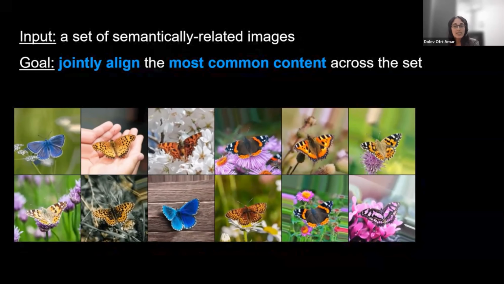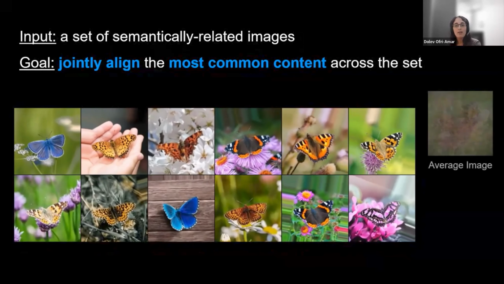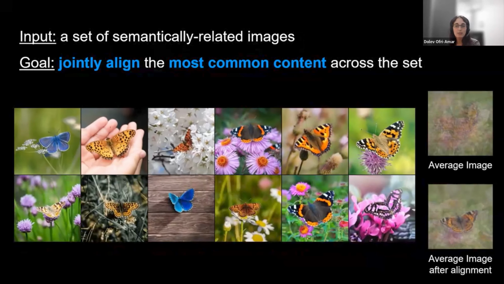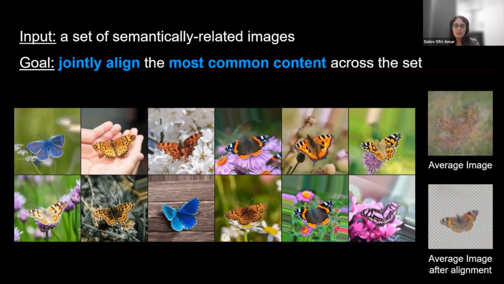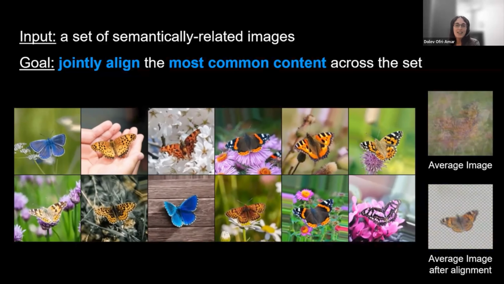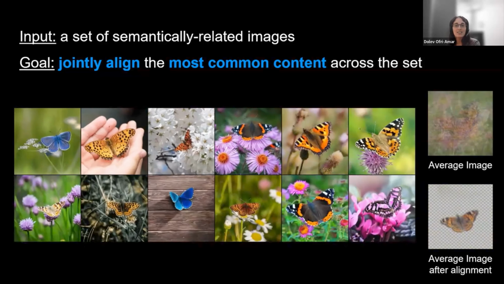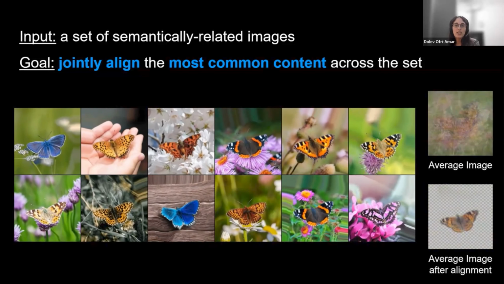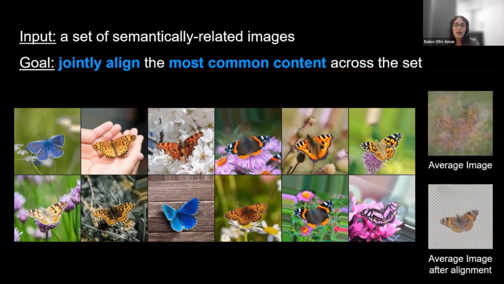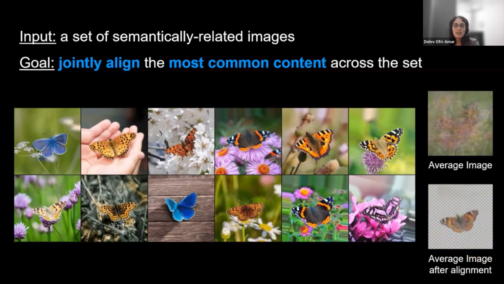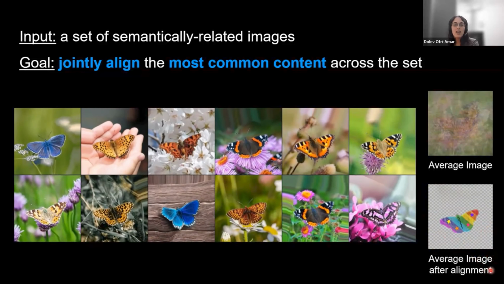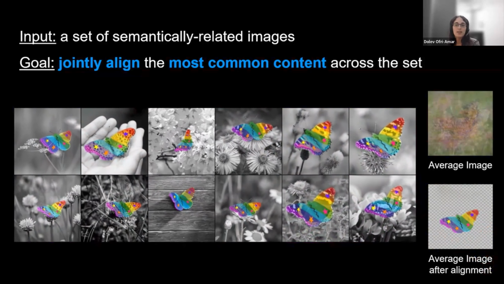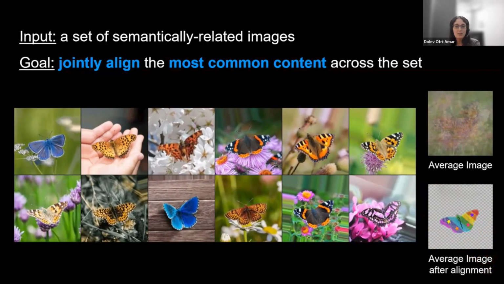Now, a nice visualization that we can do is to look at the average image before and after the alignment, where we can see that after the alignment, the common content is clearly visible. Now, a cool application for this is that together with the learned mappings, we can use this image as a template for editing. And we can do that by applying some edit on this average image just once, and then automatically propagate this edit to the rest of the images. And we'll see a few more editing examples later on.